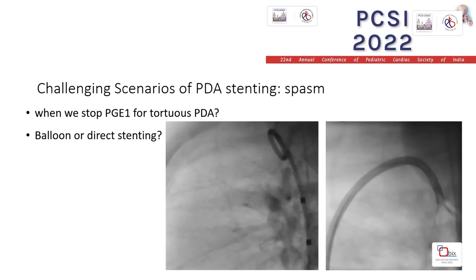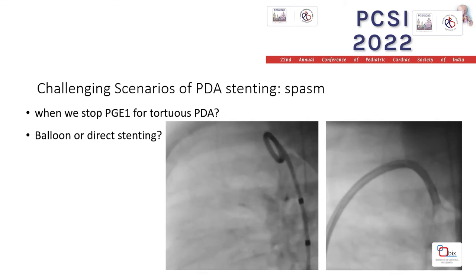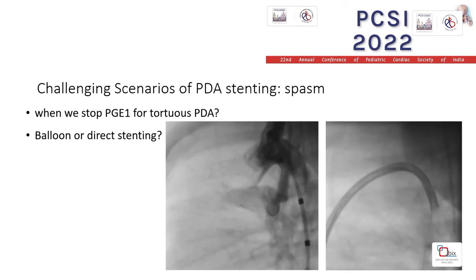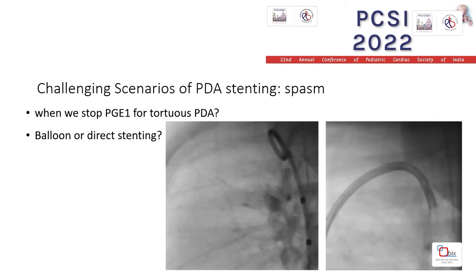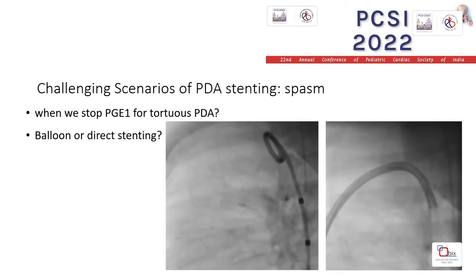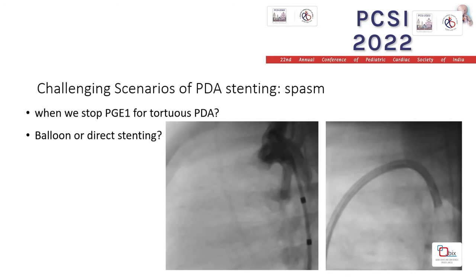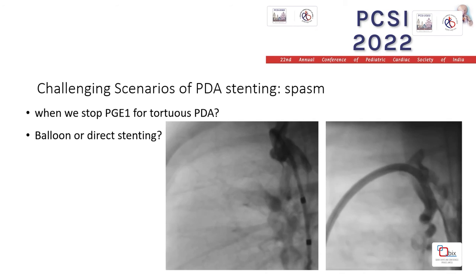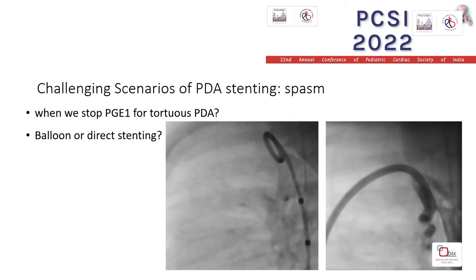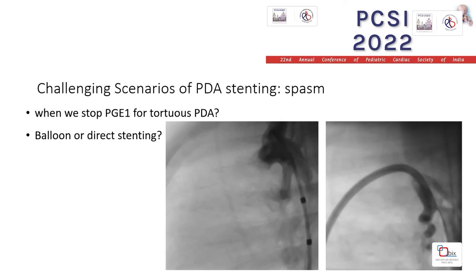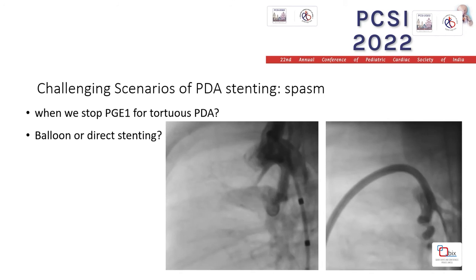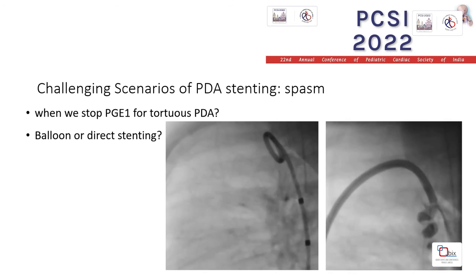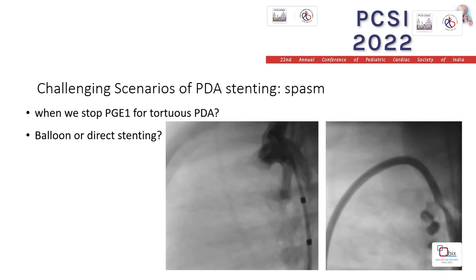And the problem is when to stop the PGE1 for a tortuous PDA. If we stop very early, we have the problem of PDA spasm. If we stop a little bit later, the PDA may still be big, which is also difficult for PDA stenting. In the situation of PDA spasm, which one should we do? Balloon dilatation of the PDA, or direct stenting, or can we use PGE1 again to open the PDA? It's very difficult to answer.